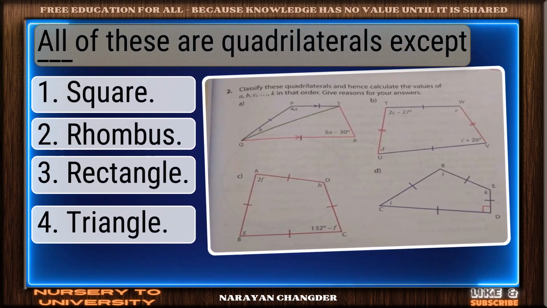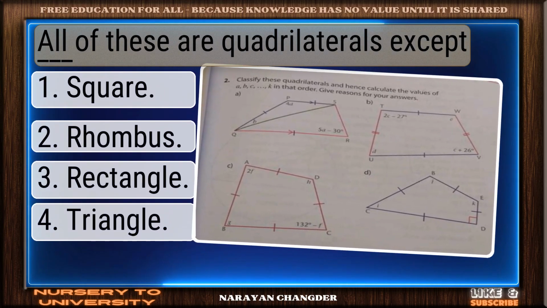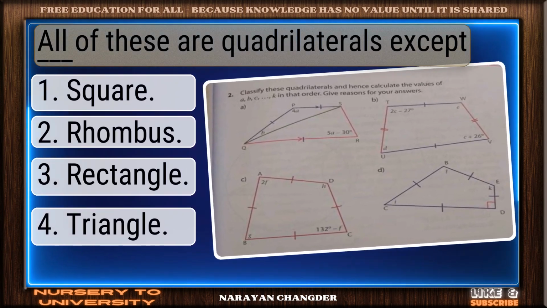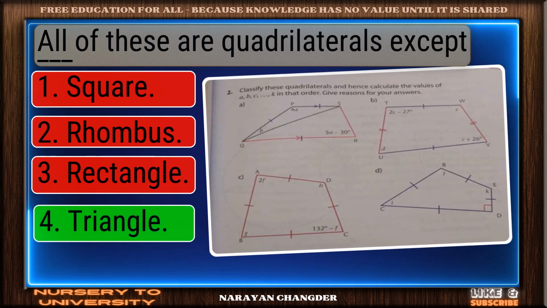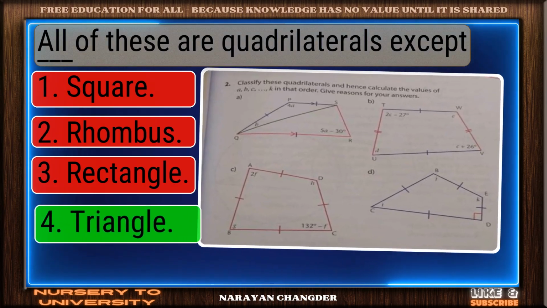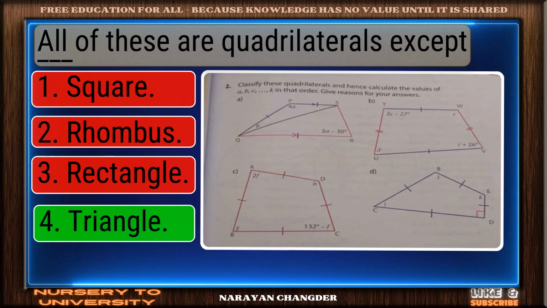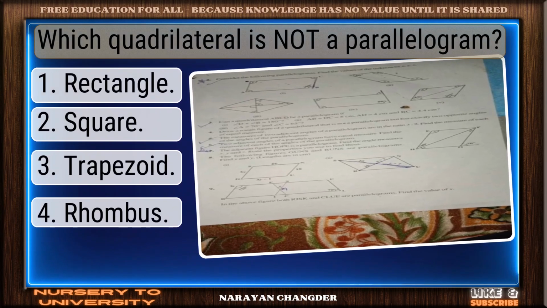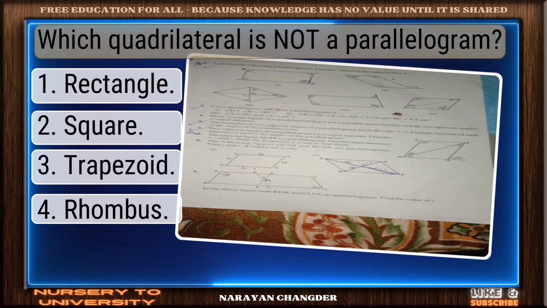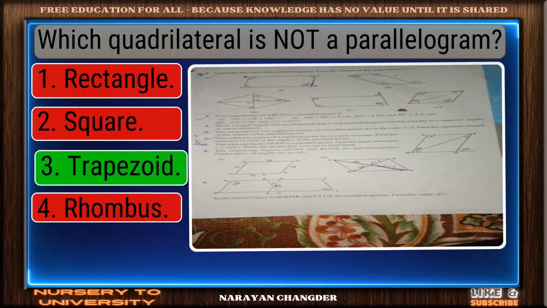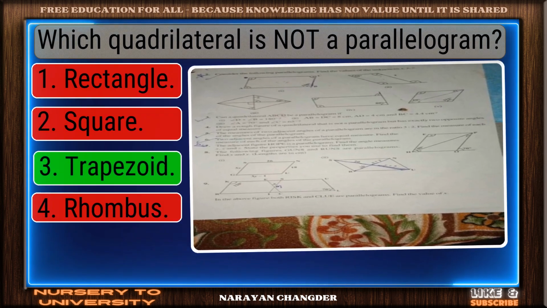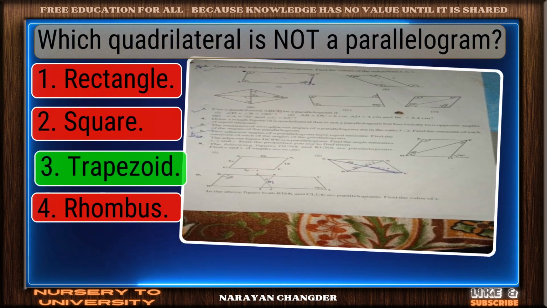Question number 186. All of these are quadrilaterals except dash. Solid response. Triangle is a valid choice. Question number 187. Which quadrilateral is not a parallelogram? Exactly. Trapezoid makes sense and it is right choice.